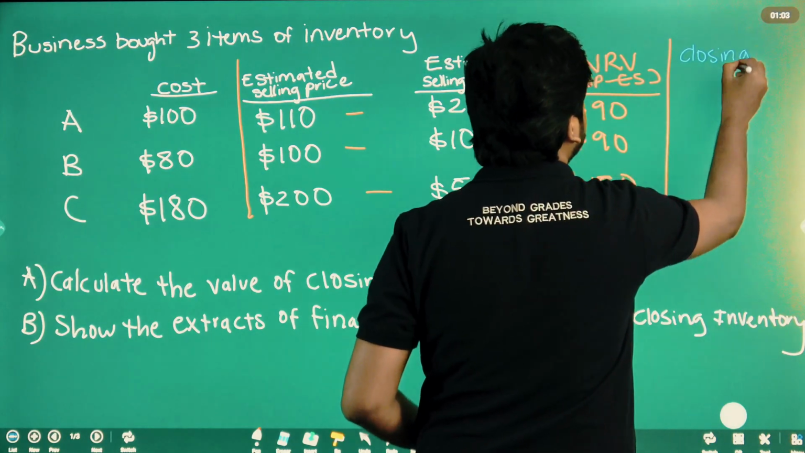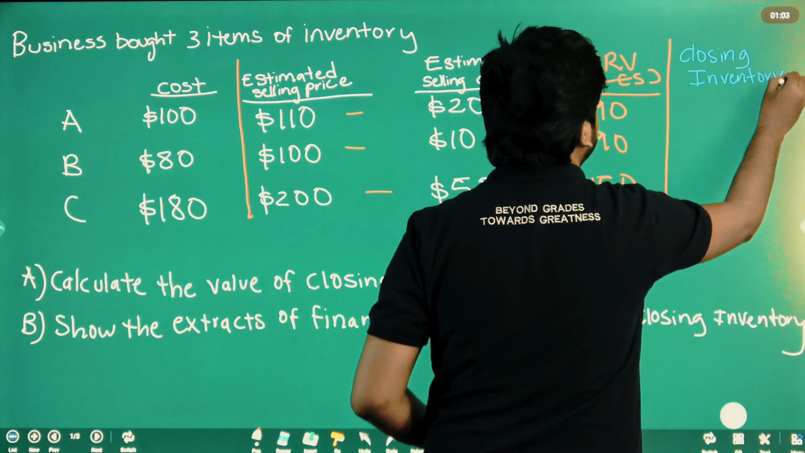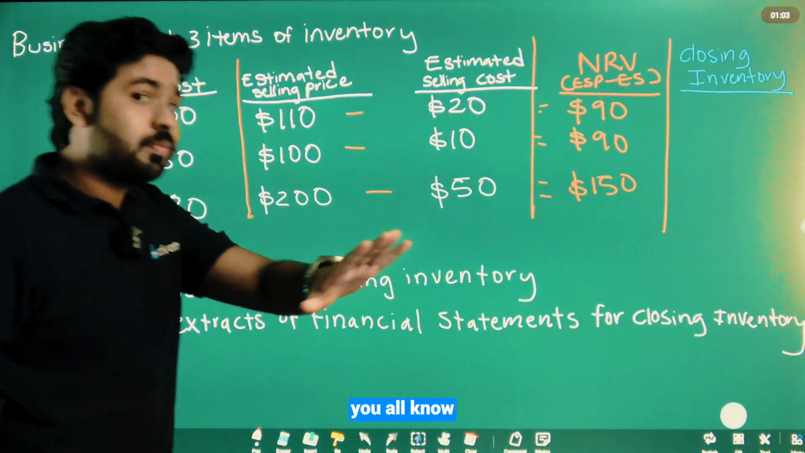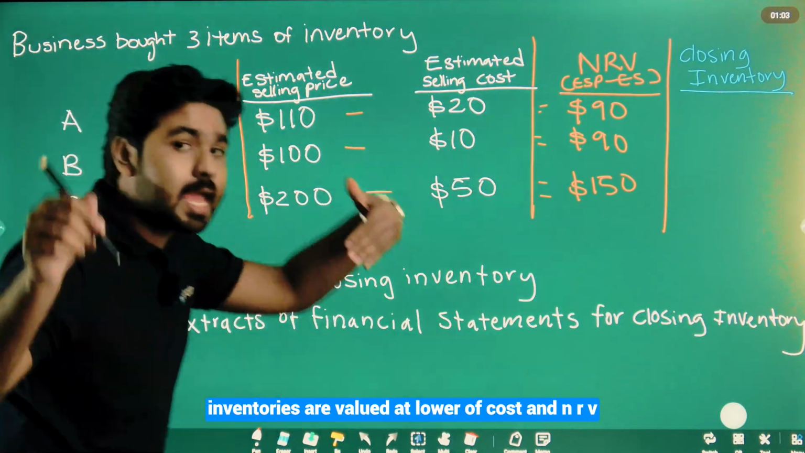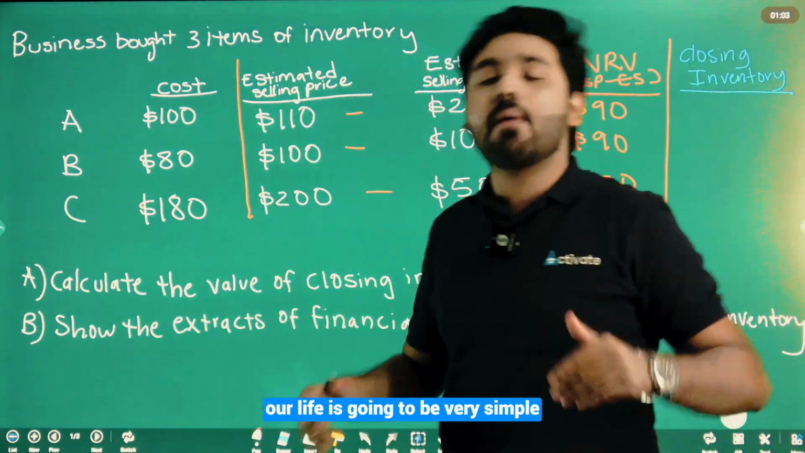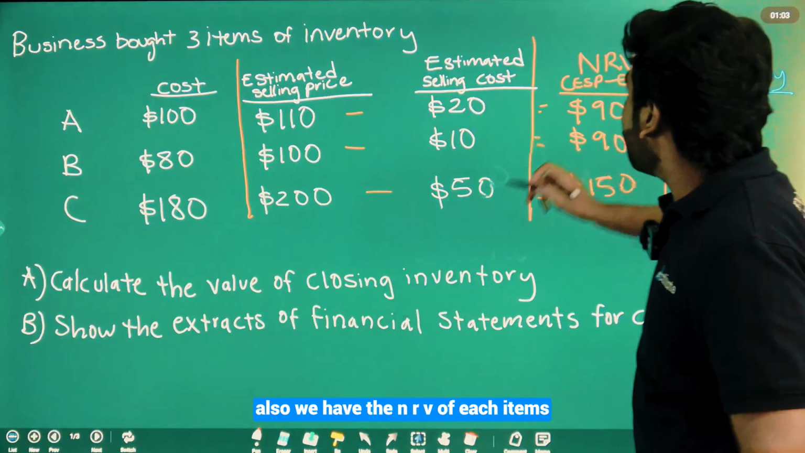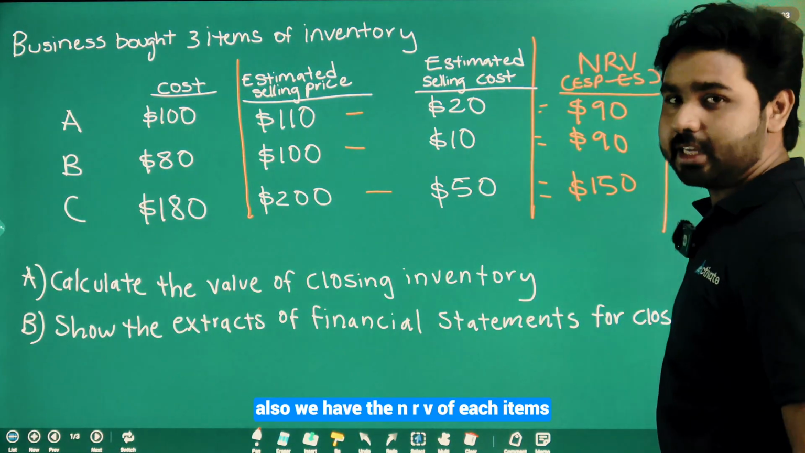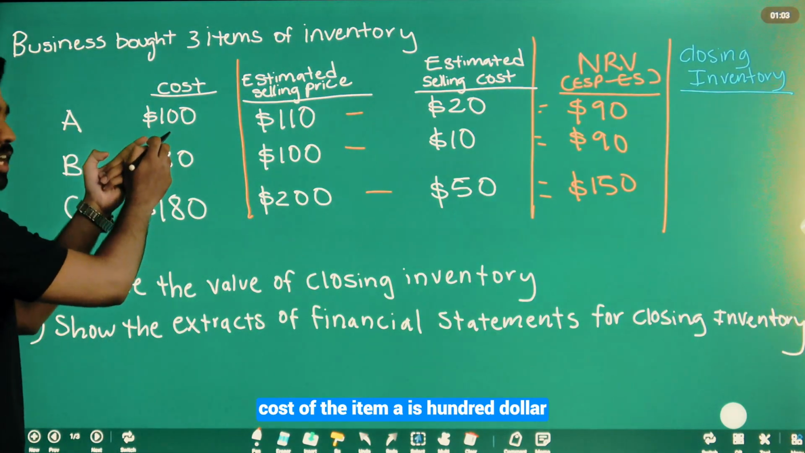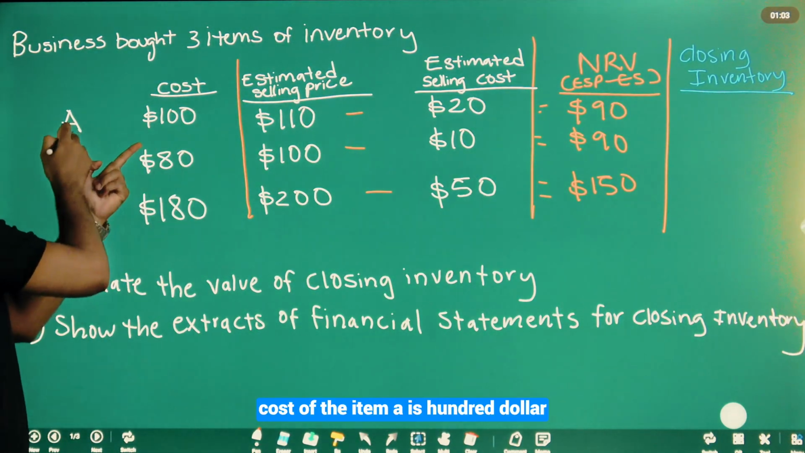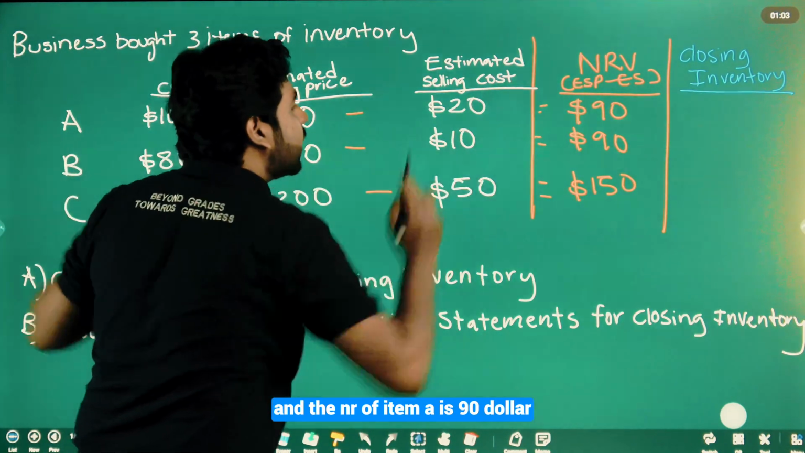Closing inventory. You all know inventories are valued at lower of cost or NRV. Now it is very simple. Our life is going to be very simple. We have the cost of each item, and we also have the NRV of each item. Cost of item A is $100 and the NRV of item A is $90.